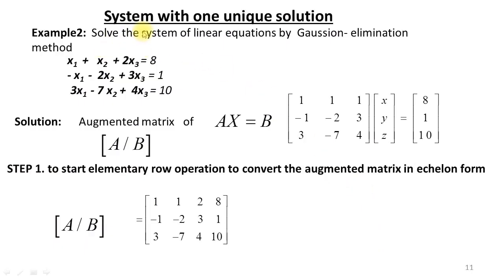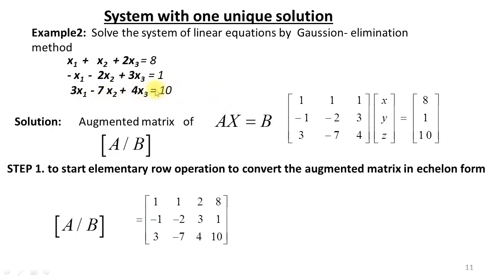Now let's move to another example, a system with one unique solution. Again I want to tell you about the unique solution for a system of linear equations. This is a system of linear equations: x1 plus x2 plus 2x3 is equal to 8, minus x1 minus 2x2 plus 3x3 is equal to 1, and 3x1 minus 7x2 plus 4x3 is equal to 10.